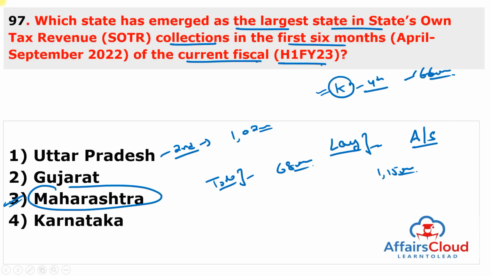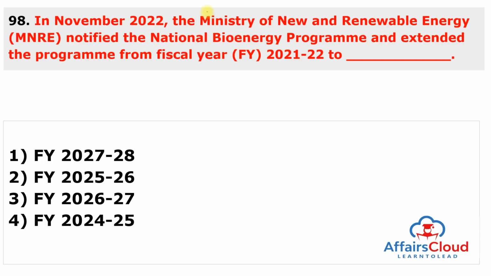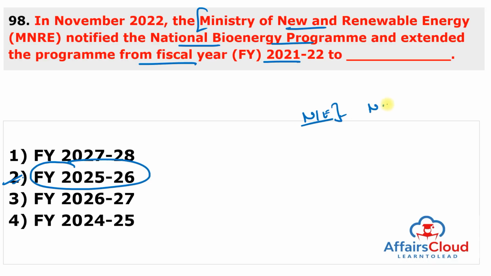Moving to the next question. In November 2022, the Ministry of New and Renewable Energy notified the National Bioenergy Program and extended the program from fiscal year 2021-22 to 2025-26. So this program is extended up to the financial year 2026. And this is the Ministry of New and Renewable Energy who has notified this National Bioenergy Program. And the program has been proposed for implementation in 2 phases. Phase 1 has been authorized with a financial outlay of 858 crore rupees. Static question, remember the question as in the slide.